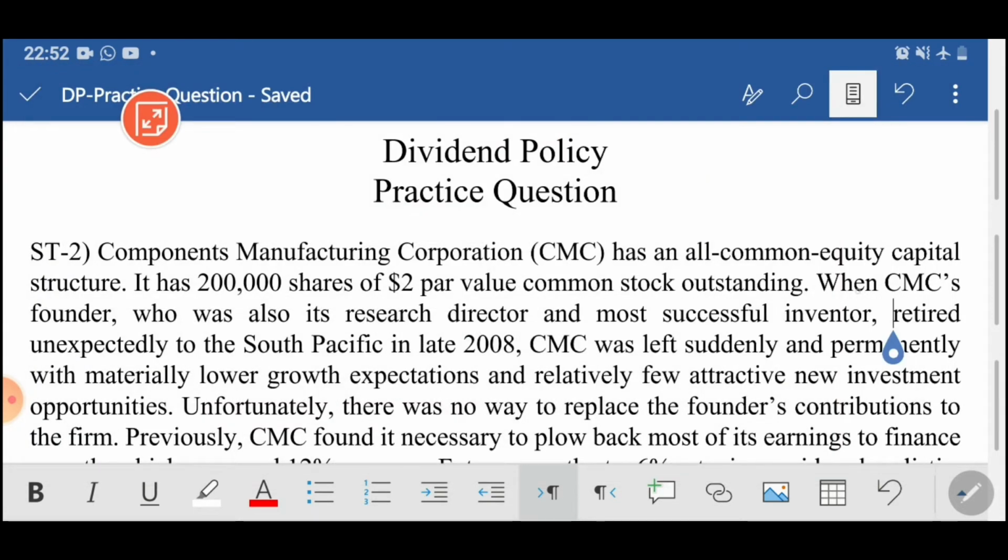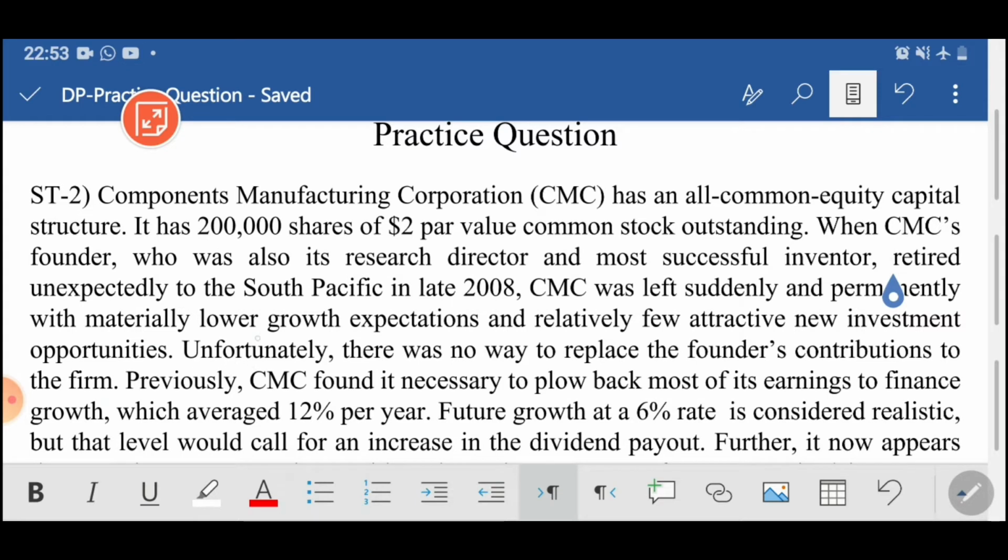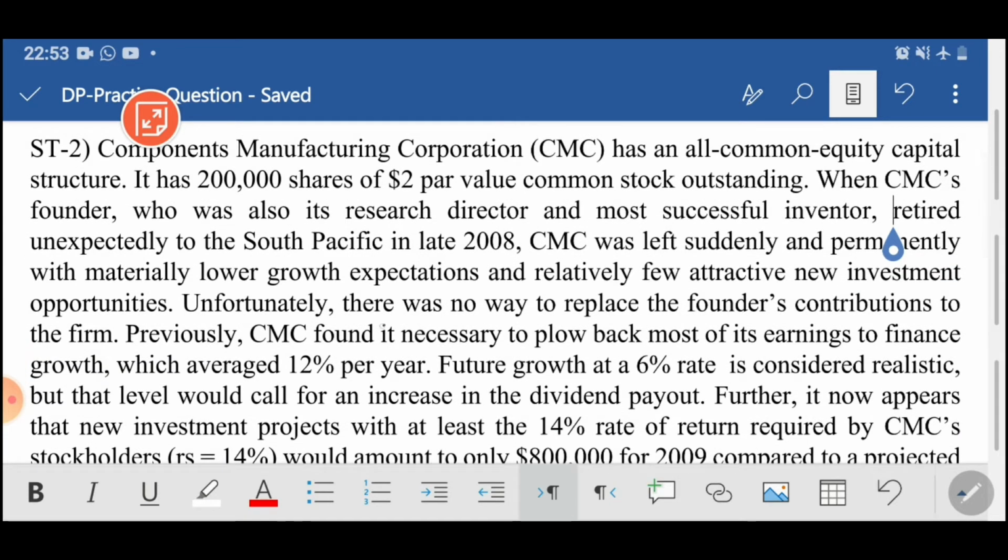Let's read ahead. When CMC's founder, who was also its research director and most successful inventor, retired unexpectedly to the South Pacific in late 2008, CMC was left suddenly and permanently with materially lower growth expectations and relatively few attractive new investment opportunities. So basically the founder has left the organization, and after that they feel that growth expectations and opportunities of the business have reduced. So there was no way to replace the founder's contribution to the firm. Previously, CMC found it necessary to plow back most of its earnings to finance growth, which averaged 12% per year. So before the founder retired, most of the earnings were flowing back.